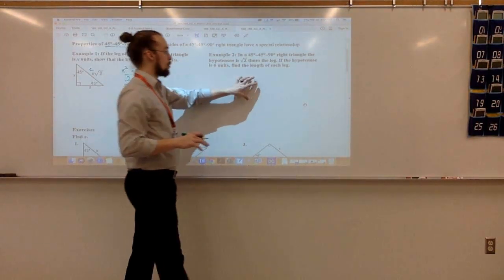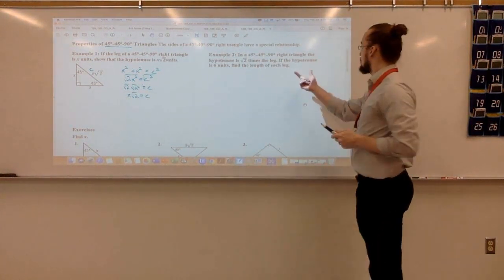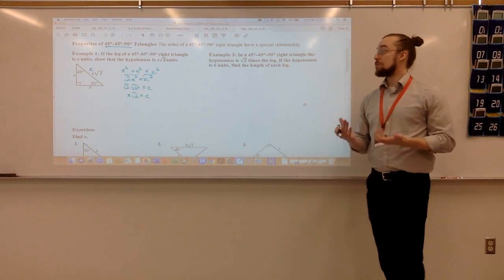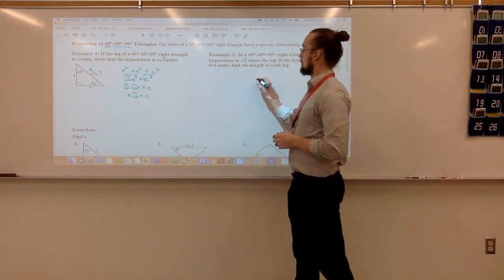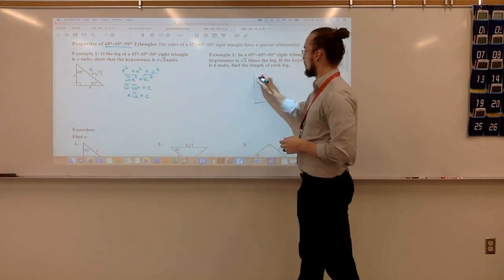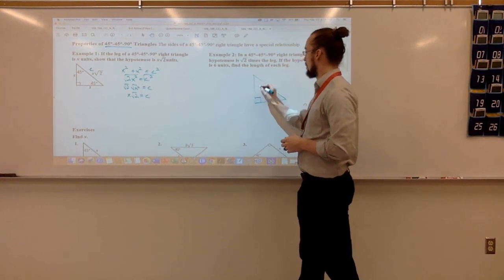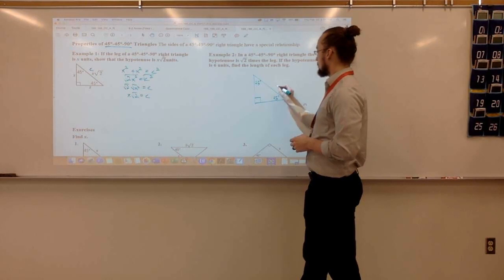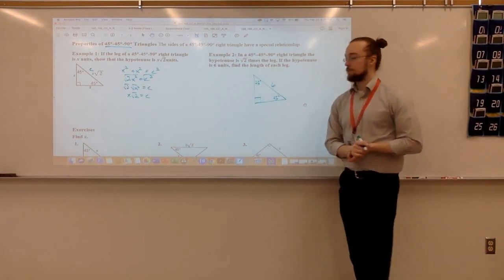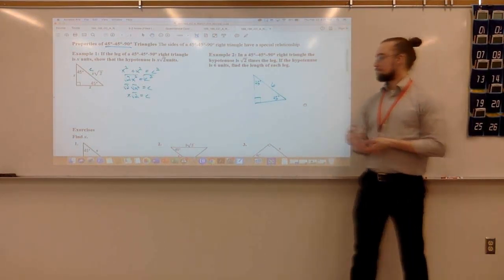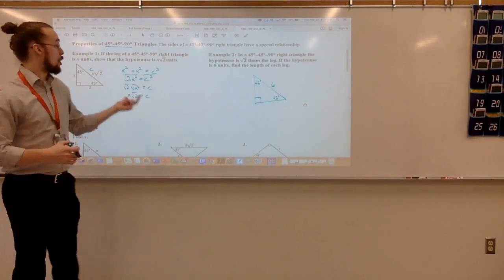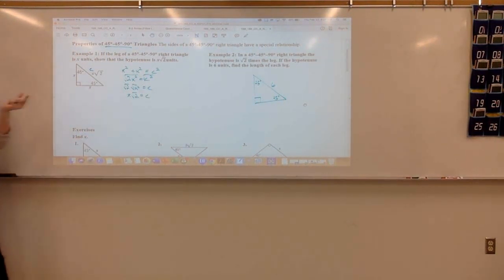So in example 2, they tell us that the hypotenuse is 6. We want to find the length of each leg. So you get a triangle that looks like this: 45, 45, 90. And I know the hypotenuse has a length of 6. How would we find each leg just knowing this relationship?